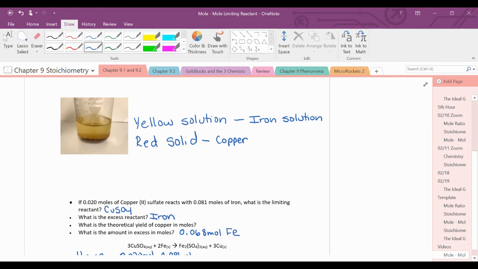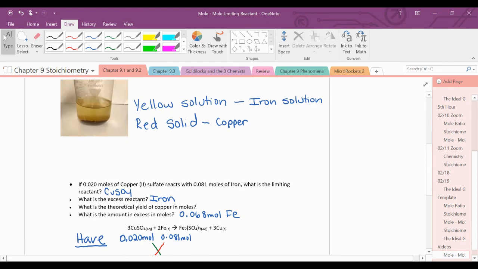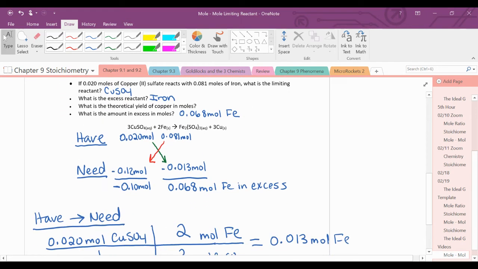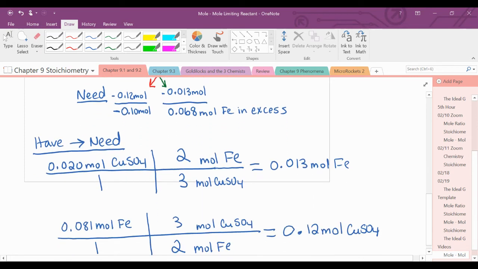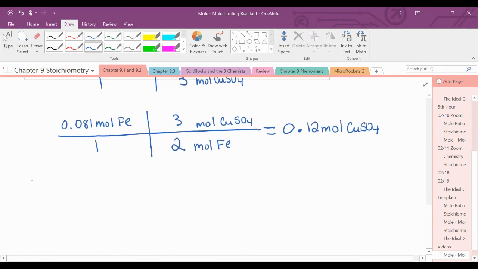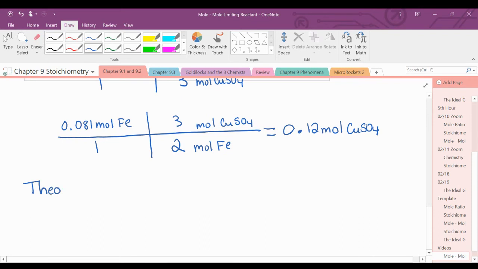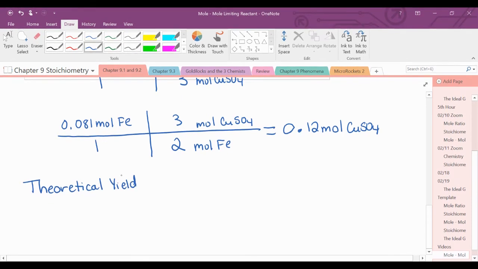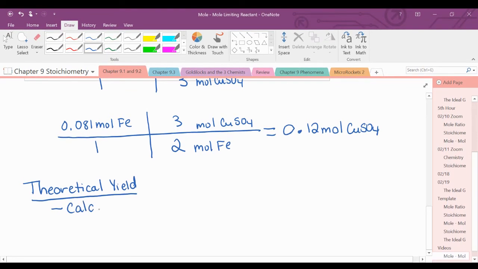We'd have formed solid copper, and we want to know what our theoretical yield of the copper is. I could do this with a calculation. And so theoretical yield is always based on the limiting reactant. So I'm going to give you a definition for theoretical yield, and then we'll do the calculation. So you calculate from the limiting reactant.